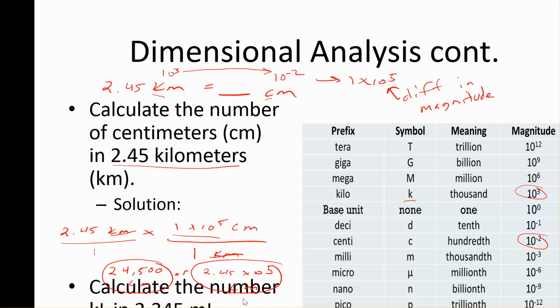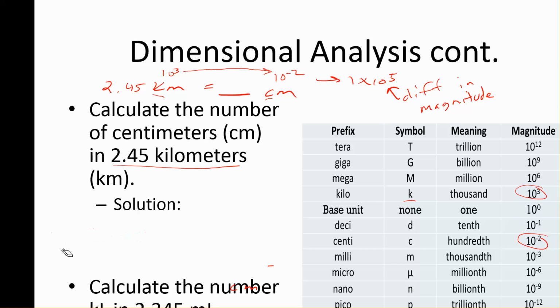Next problem set then says, let me do some erasing here. To calculate the number of kiloliters in 2,345 milliliters.